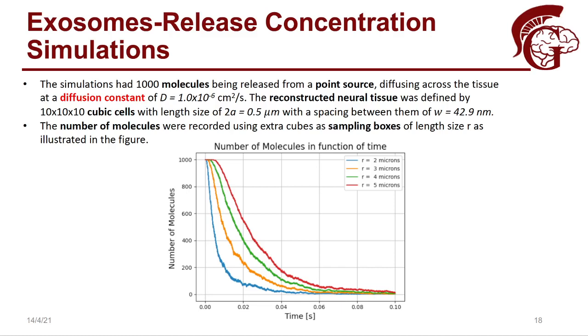The number of molecules was recorded using extra cubes that did not interact with the molecules, so they served only as sensors or sampling boxes to record the number of molecules in that specific volume, with length sizes of 2, 3, 4, and 5 microns, as we can see in the graph. And each curve represents the number of molecules inside the sampling box diffusing over time.